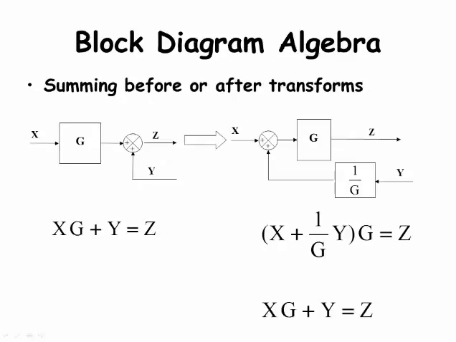Here is another example where the summing point is moved from the right of the transfer function G to the left side. In this case, we add another transfer function, 1 over G. Looking at the figure on the left, we can write Z equals Y plus X times G. This is the impact of the summing point. Now if we look at the second figure, the one on the right side of the slide, we can write, starting at the outlet Z, that Z equals G times X plus Y times 1 over G. If we multiply through by G, we get the same expression we had for the figure on the left side, so they are equivalent block diagrams.